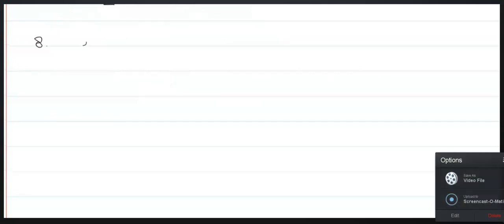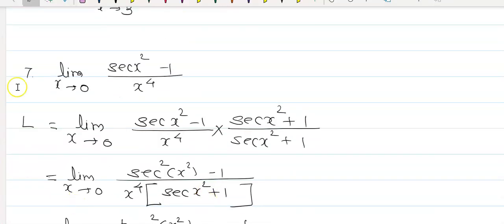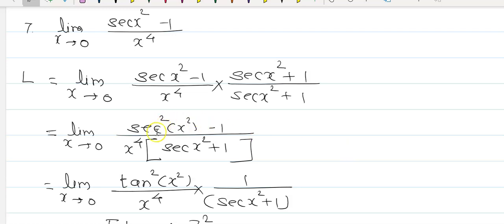Again, you can see also here. Limit x tends to 0, sec² x² minus 1 upon x raised to 4. Multiply numerator and denominator by sec of x² plus 1 upon sec of x² plus 1. Therefore, sec² x² minus 1 upon x raised to 4 into (sec x² plus 1). Therefore, tan² of x² upon x raised to 4.